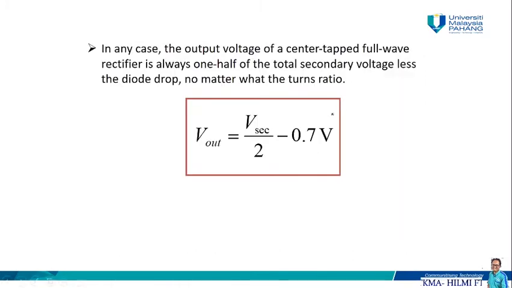In any case, the output voltage of a center tap full wave rectifier is always 1/2 of the total secondary voltage less the diode drop, no matter what the turns ratio. So this is the equation that is going to be used for a center tap full wave rectifier: V secondary divided by 2 minus 0.7 volt. Okay, so that's it.